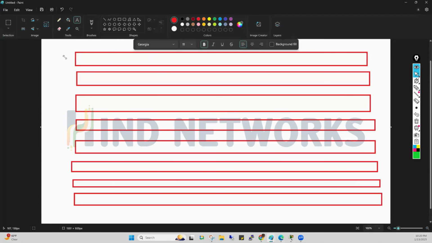For example, that is subnet 1. Your manager told you, I need 8 subnets. So subnet 1, subnet 2, subnet 3, subnet number 4, subnet number 5, subnet number 6, subnet number 7, subnet number 8. So these are the 8 subnets. Clear? Now see very carefully.